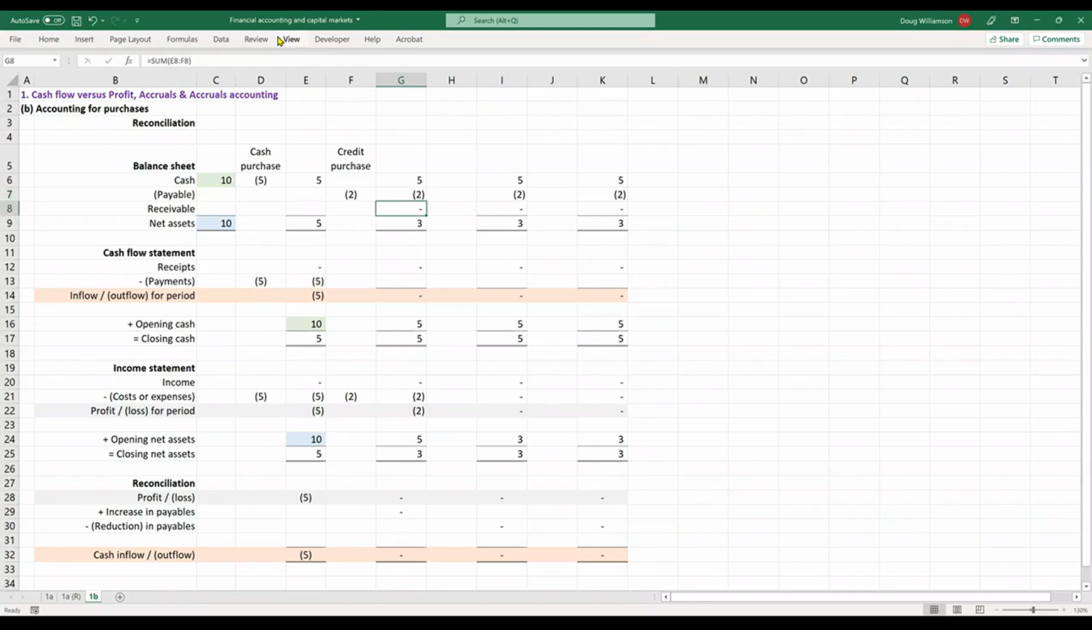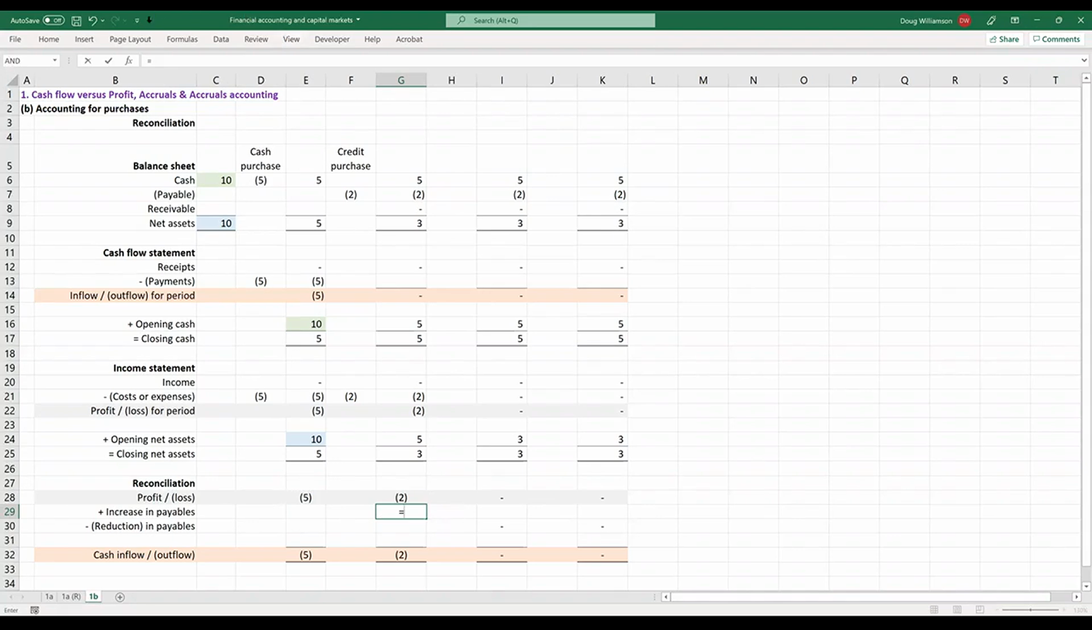Net assets went down because we had an expense in the period. We have a new liability. We've got no corresponding asset, no receipt or payment in the period. The profit or loss for the period was a loss of 2, but there wasn't any change in the cash. We've got an increase in the payables.